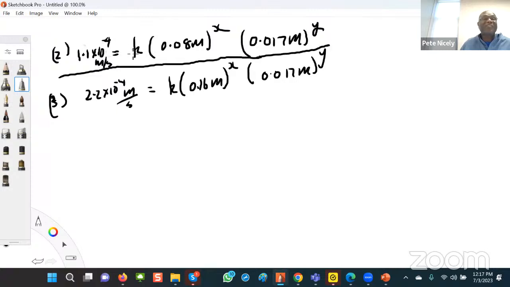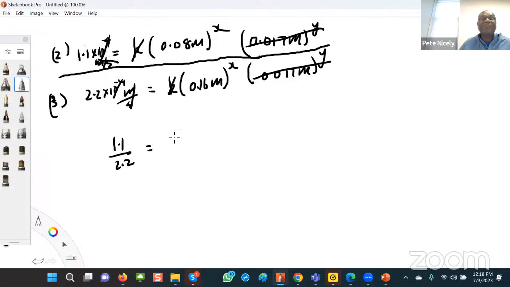And what do I notice? I can cancel out these here. The k's will cancel out, and these units will cancel out. The 10 to the minus 4 will cancel out here and here. And we're left with 1.1 over 2.2.